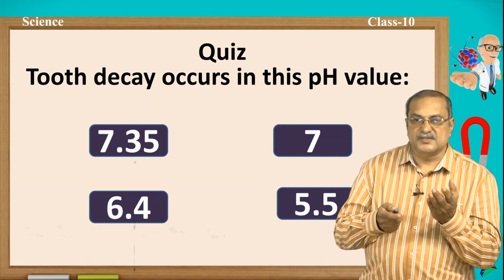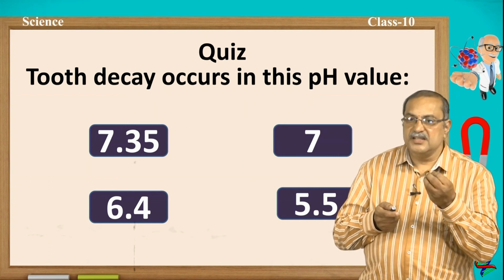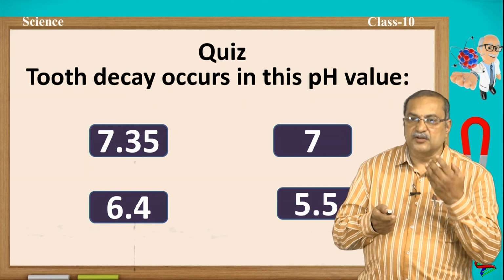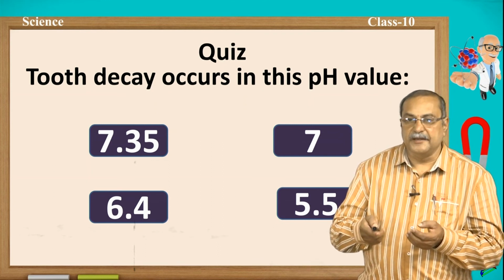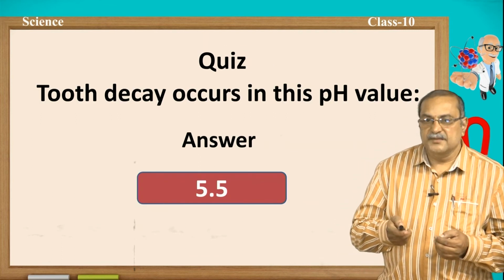Enamel is the strongest part of the body, yet in this acidic condition it is going to be acted upon and decayed. So, the answer is 5.5.